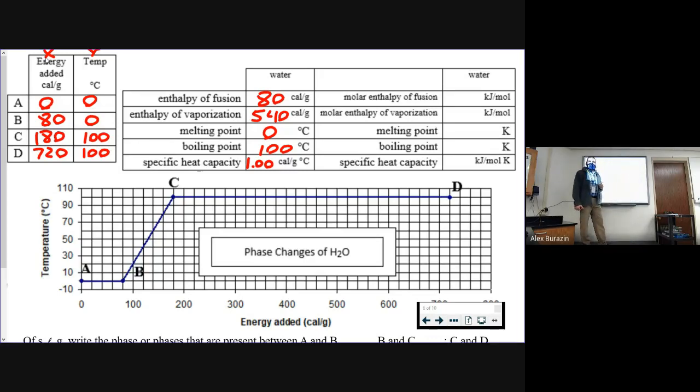So let's do some factor label math. Let's convert our calories per gram into kilojoules per mole. We've got to convert two things. Let's go down.